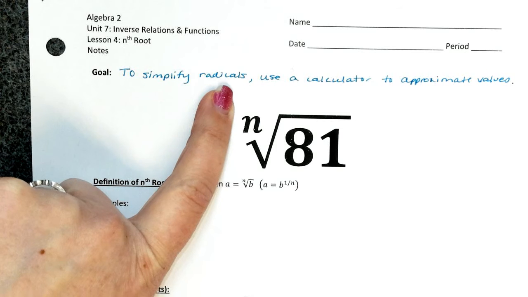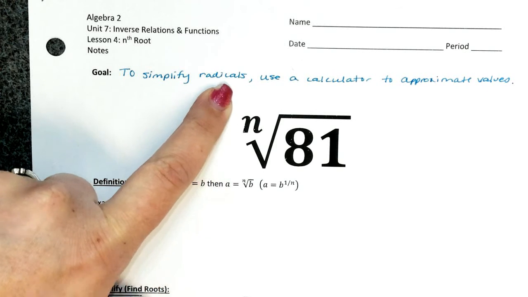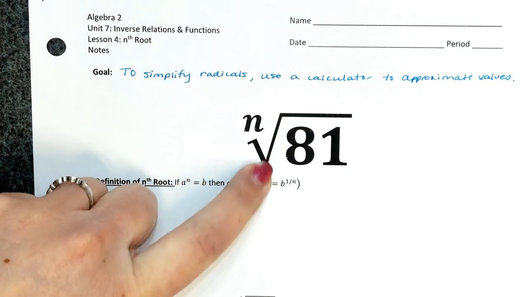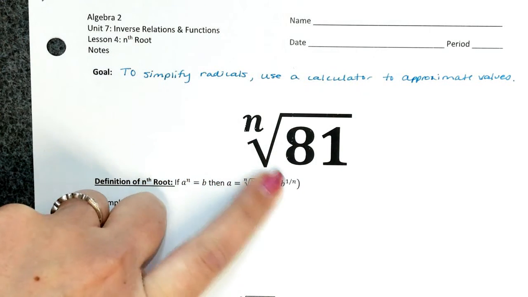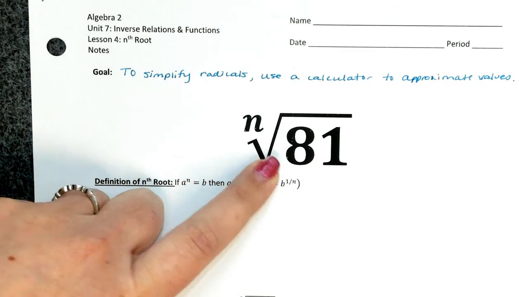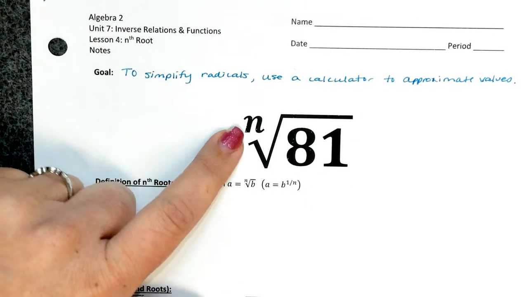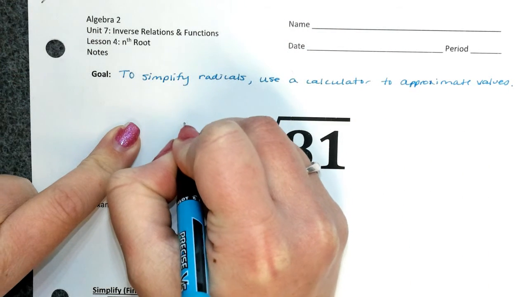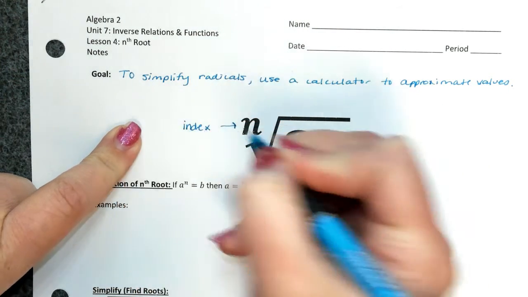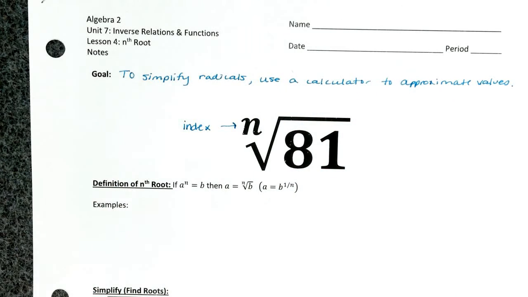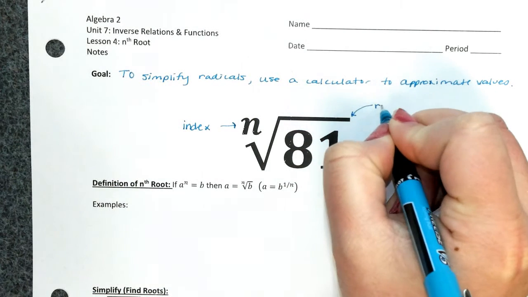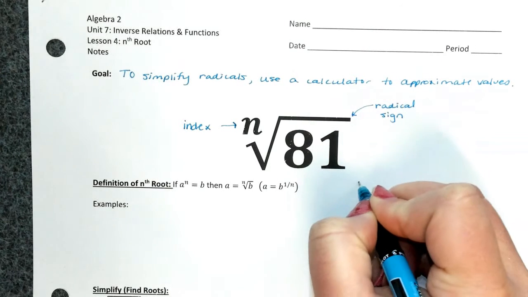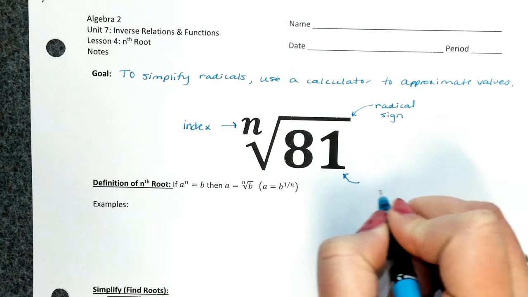Now, you've heard me say this word radical before. All it is, it's a square root sign. But it's a more generic term than just saying a square root, because it can be a cubic root or a fourth root or a fifth root, etc., based on this number right here. This number here is what we call the index. This symbol here is the actual radical sign. And this number here is called the radicand.